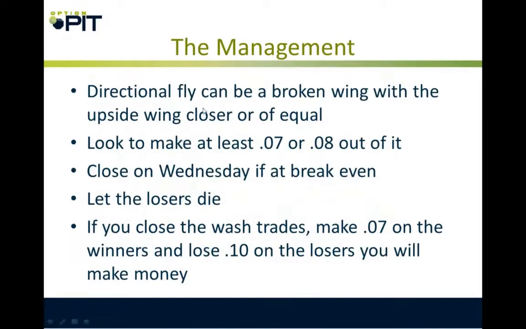All right, directional fly can be a broken wing with the upside closer or of equal. That's fine. I'm looking to make a minimum of 7 cents, right? Because my cost to get in is going to be, if I'm paying 50 cents a contract, you know, my cost to get in on a 10 lot is $40, right? 4 cents. So I want my net cost to be around 10 or 11.